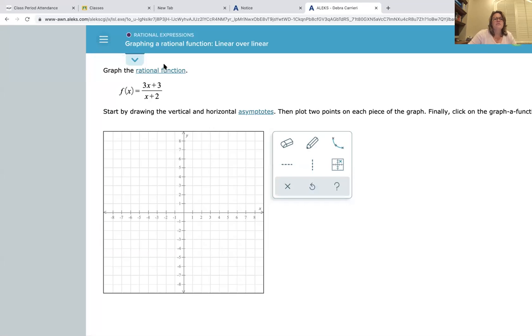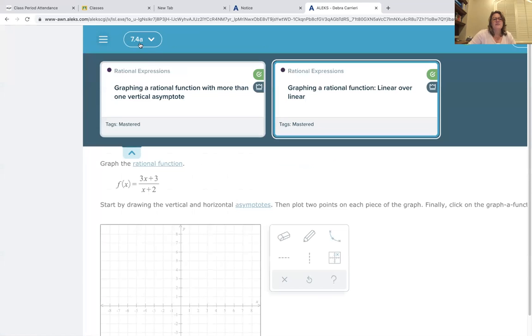This is a quick help video for my students related to ALEKS 7.4a. I'm going to do a quick example on each one of them. Quick, that's funny, actually. They're not quick. The first one I'll do is over rational function, linear over linear. There are two topics.